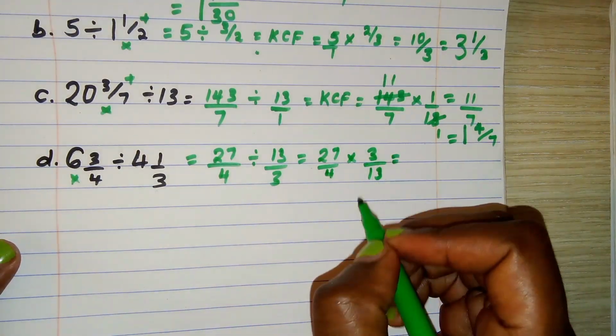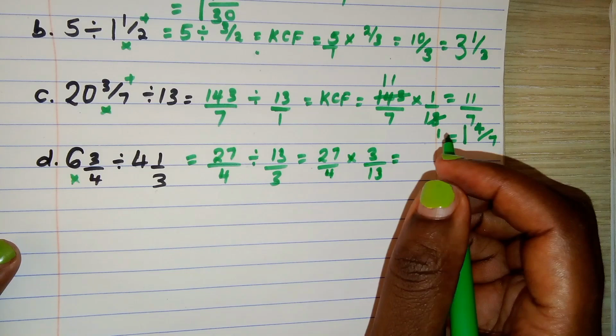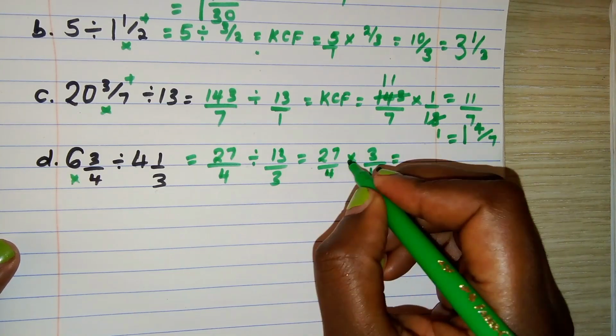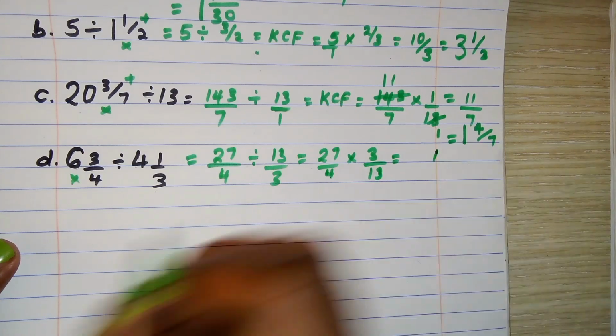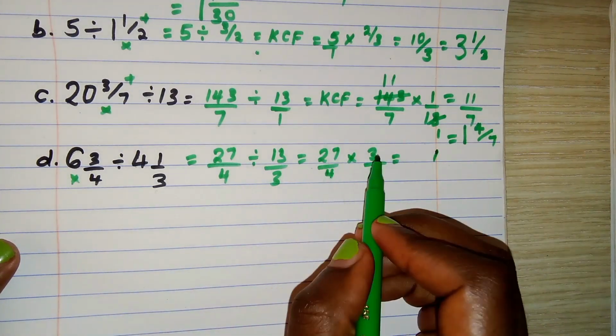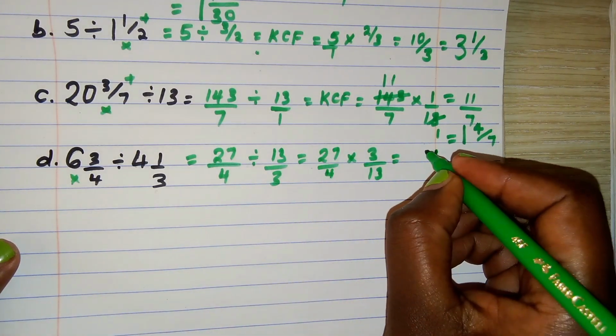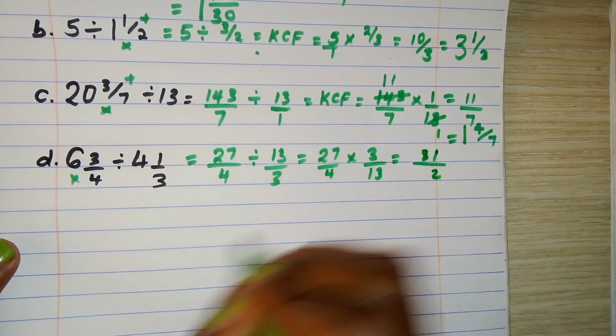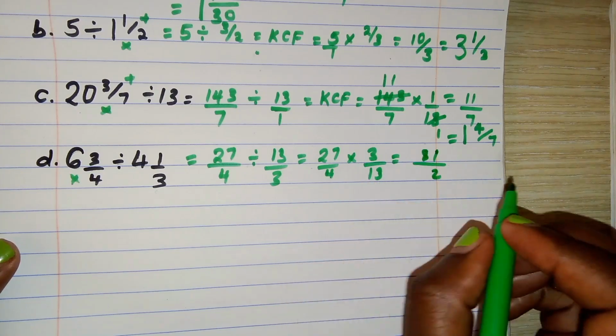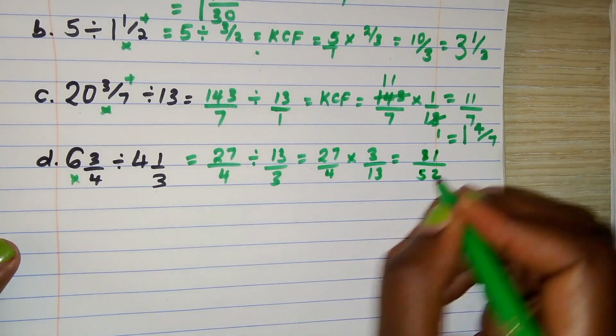So here there's no common divisor. We can't divide any number. So we just go ahead and do 27 times 3. 7 times 3 is 21, carry 2. 2 times 3 is 6, plus that 2 is 8. 3 times 4, 12, carry 1. 4 times 1, 4, plus that 1 is 5.